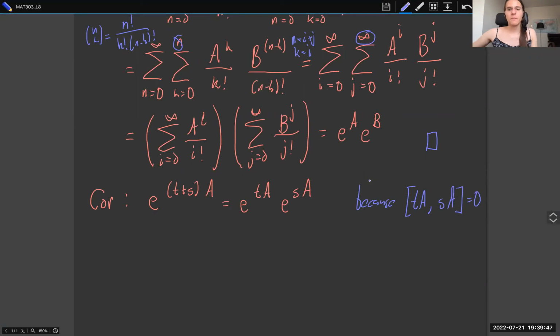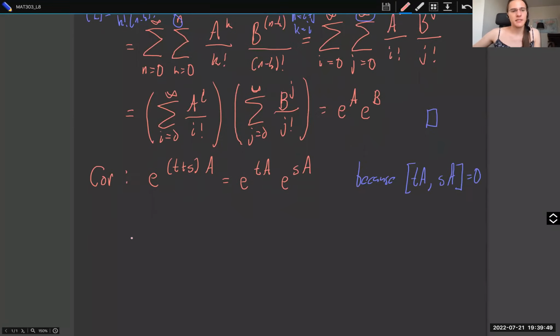But what's a consequence of this? Thus, e to the tA times e to the minus tA is equal to e to the 0. Let's write 0 times the identity matrix just to show that it's an exponential of a matrix. It's the exponential of the 0 matrix, and we were saying it's an m by m matrix. Well, what's that equal to?